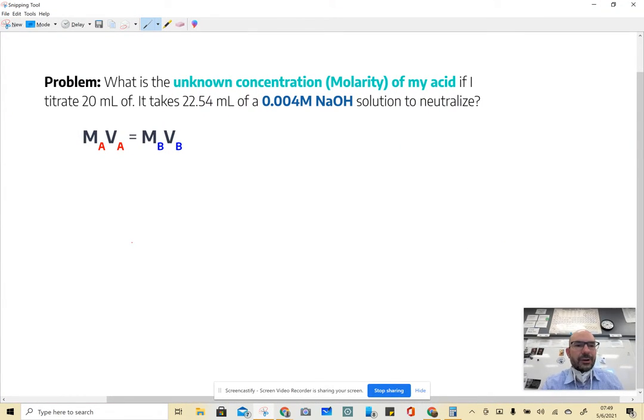Hey folks, I'm going to walk you through how to solve one of these titration equations. The first thing you're going to want to do is just write out this equation right here, just to get it set up and wrap your mind around it. Once you've written that down, the next thing I like to do is just identify the variables that I know.